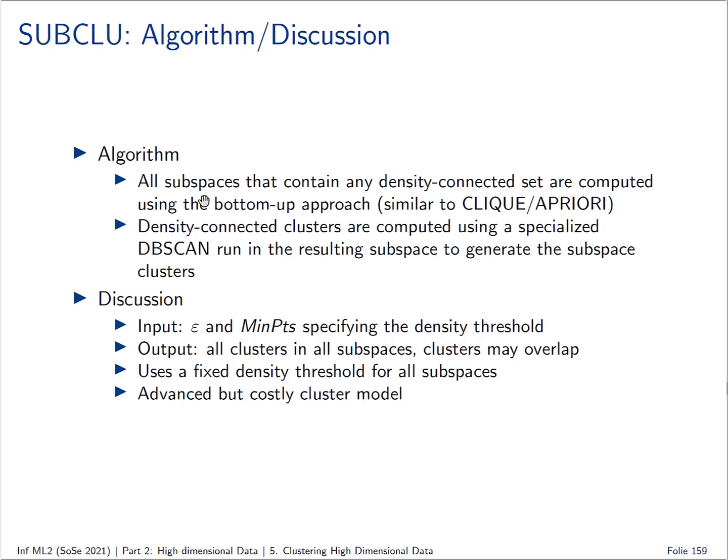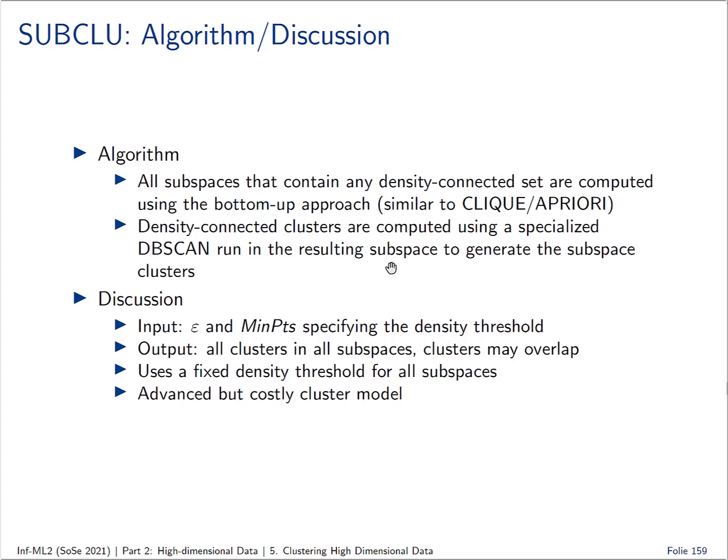As I said, we just look for all subspaces that contain any density connected set using a bottom-up approach, very similar to the Clique algorithm or to an a priori algorithm. So instead of dense units, we now look for density connected sets. What we get is the same as in Clique: density connected candidate clusters, and we have to make sure that they still exist. So we're using a specialized DBSCAN run in the resulting subspaces to generate the final subspace clusters.